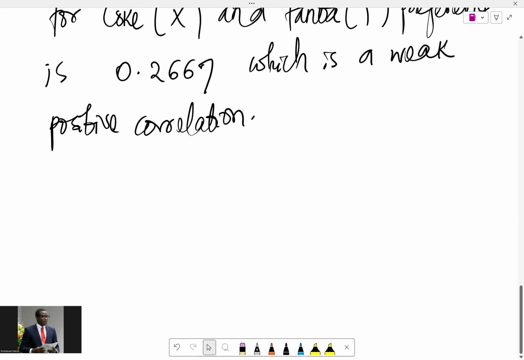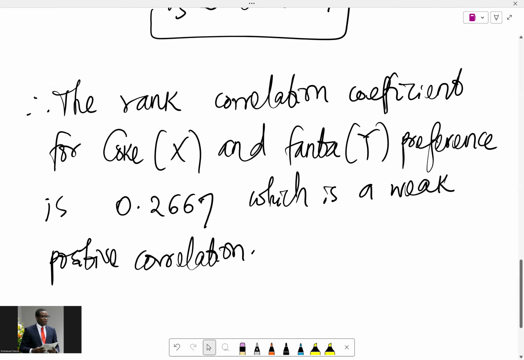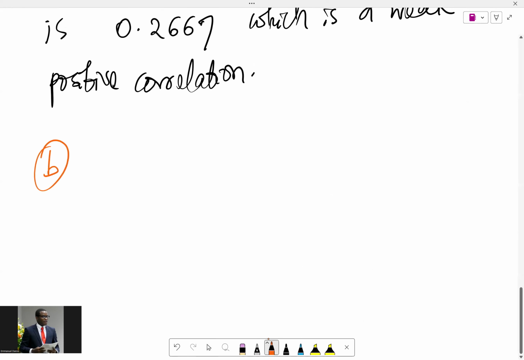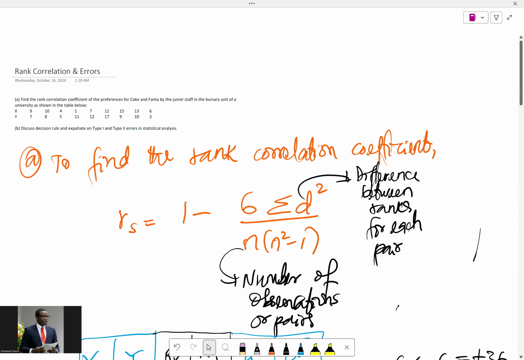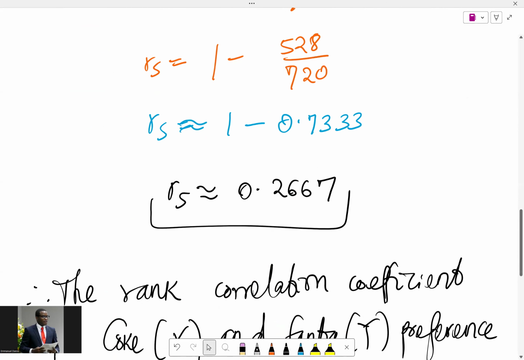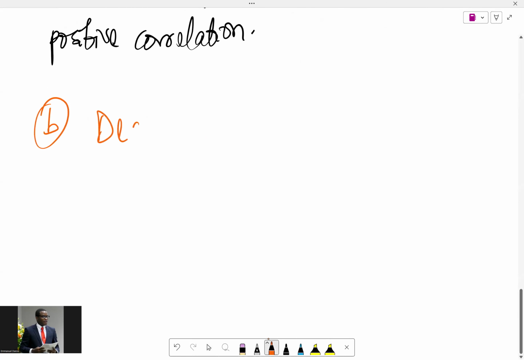Okay, so let's go to the B part, where we have to now talk about decision rule and all that. Let's go for it. So B now, we are told to discuss decision rule and expatiate on type 1 and type 2 errors in statistical analysis. So let's start with decision rule.